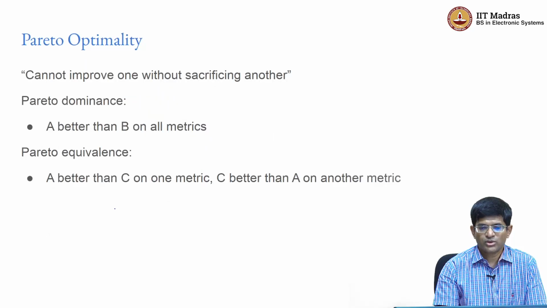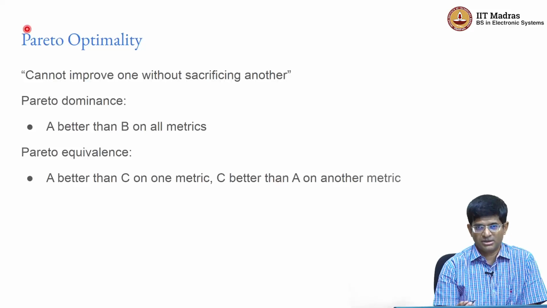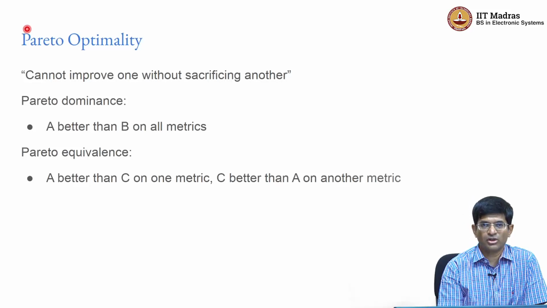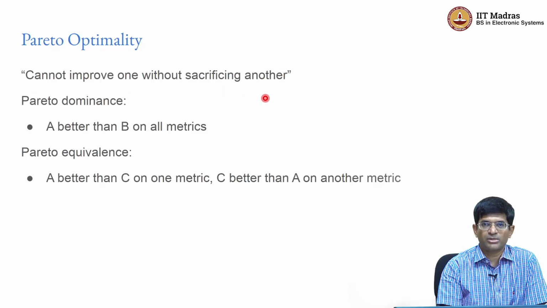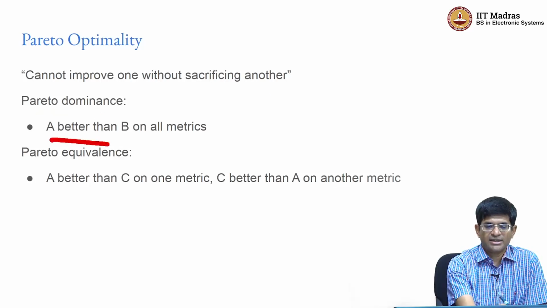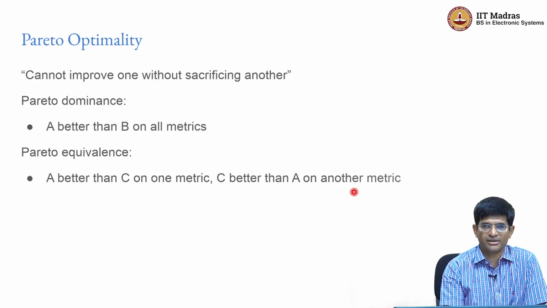The specific term that is used for this is called Pareto optimality, right? This term Pareto is the name of a person, an economist who did a lot of work on understanding the trade-offs in various kinds of economic principles, and this is sort of where the idea comes from. It can be summarized as saying that you cannot improve one without sacrificing another. Pareto dominance basically means that A is better than B on all metrics. Pareto equivalence says that A is better than C on one metric, and C is better than A on at least one other metric, right? And this is the sense in which we talk about Pareto dominance and Pareto equivalence.